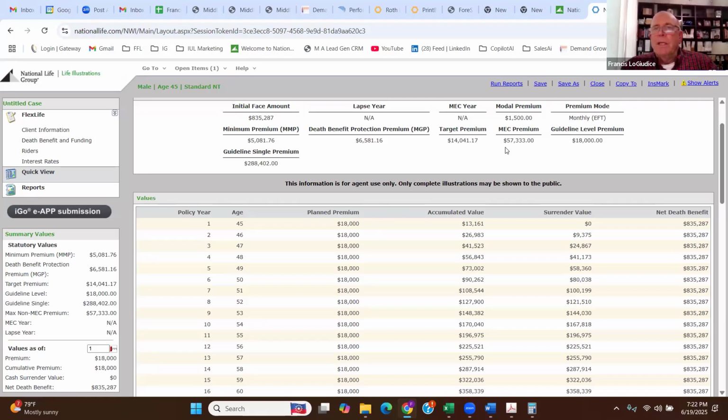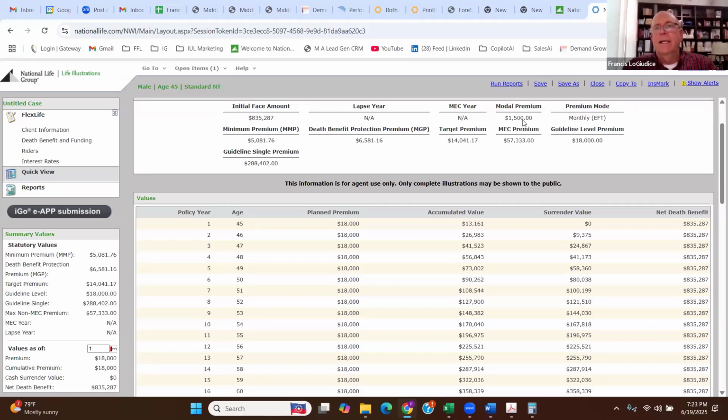So your MEC premium here, this is the most that you can put in any 1 year. Now, most carriers, Mutual of Omaha, F&G, all the others that we use, normally you don't know this number. They show you the target premium, the guideline level, and the guideline single. That's usually what you're seeing.